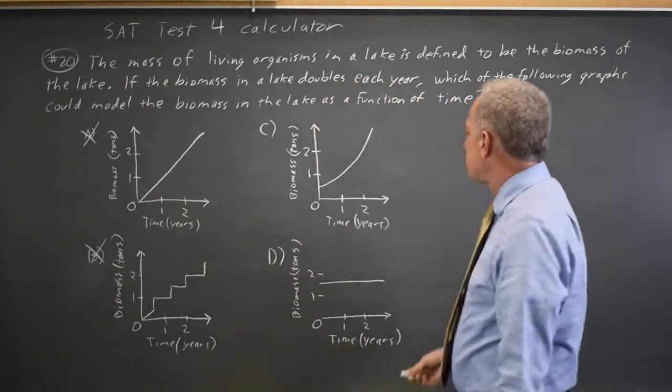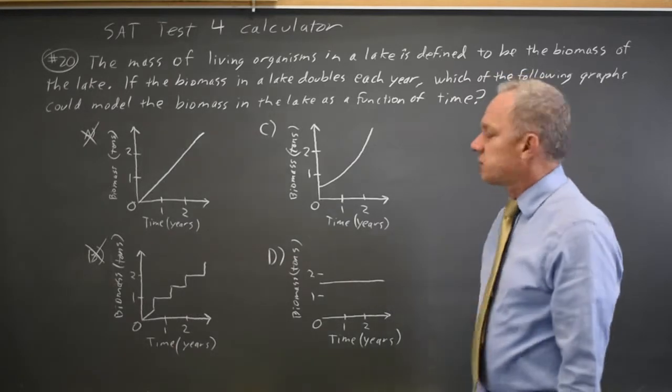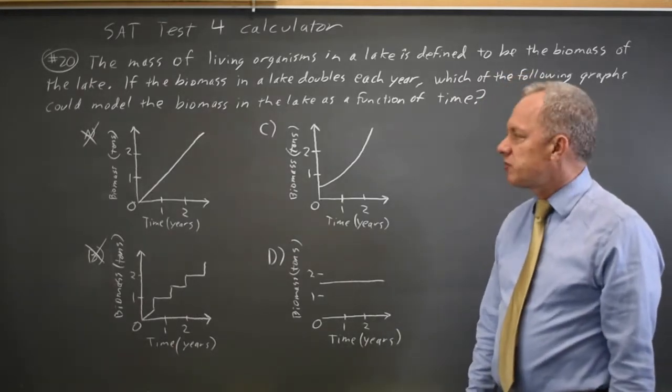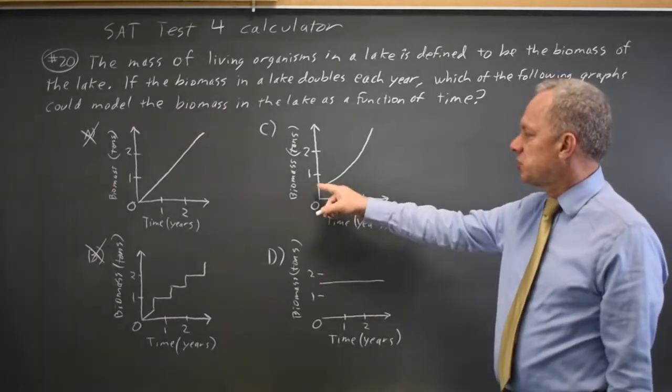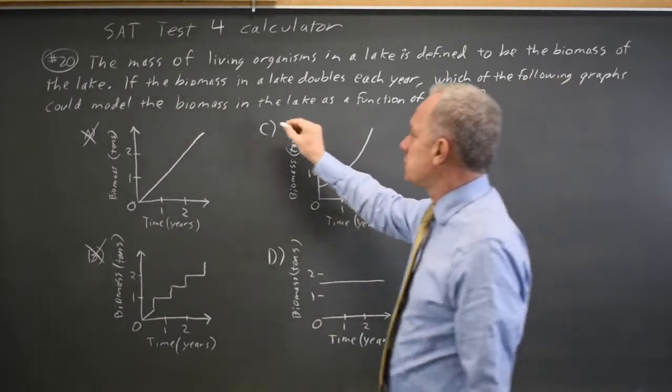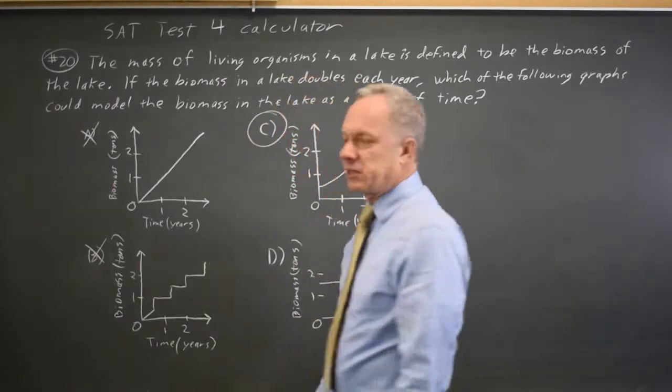If you're not familiar with an exponential, graph it on your calculator. Whether you graph 2 to the x, which is doubling each year, or e to the x, or 10 to the x, the shape is essentially what we see here in choice C. So C would be the correct answer.